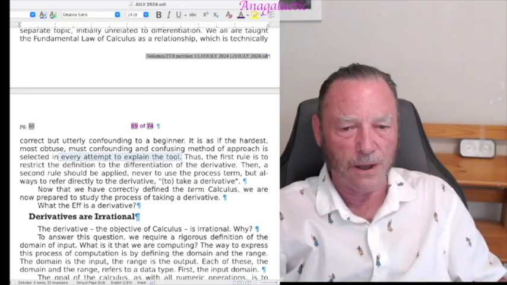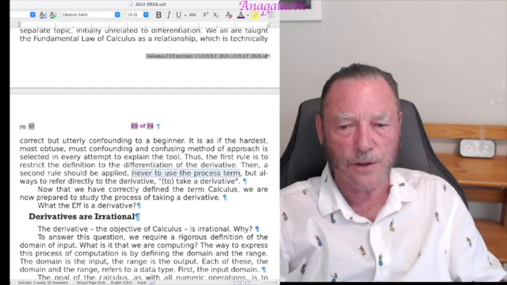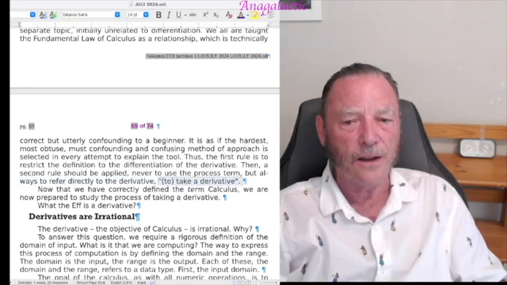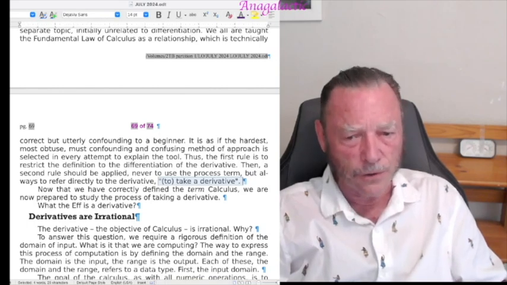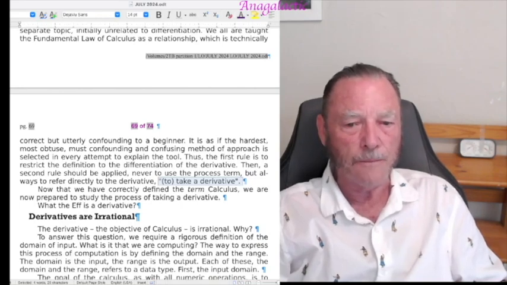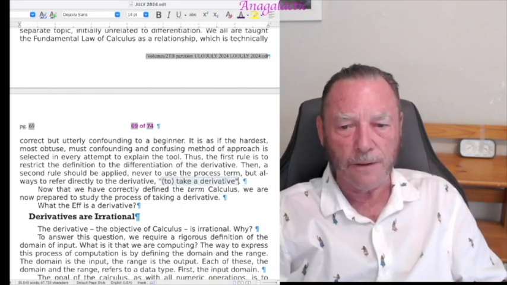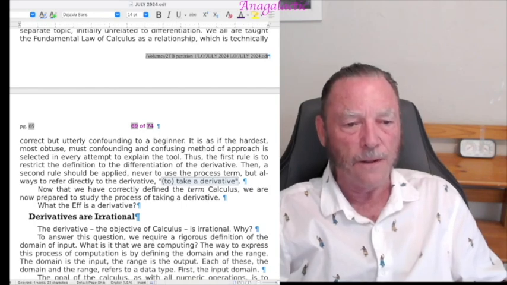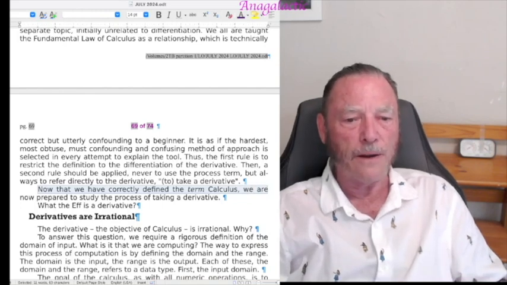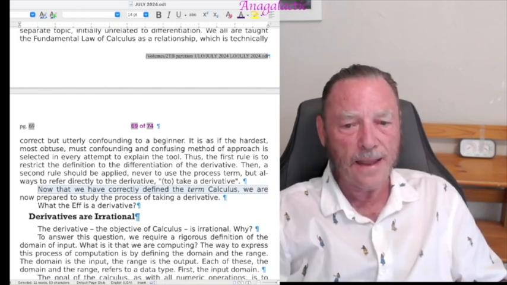Then a second rule should be applied. Never to use the process term, but always to refer directly to the derivative. If you want the verbal form, it is to take a derivative, not to differentiate. That's a useless extra baggage term. You take a derivative in order to get the derivative. Now that we have correctly defined the term calculus, we are now prepared to study the process of taking a derivative. What the F is a derivative?